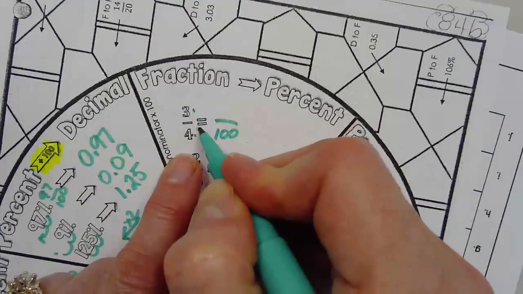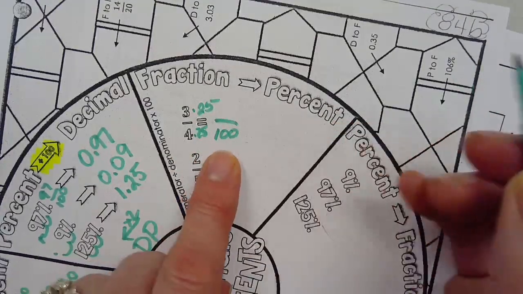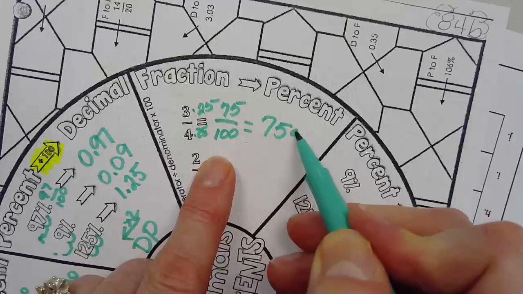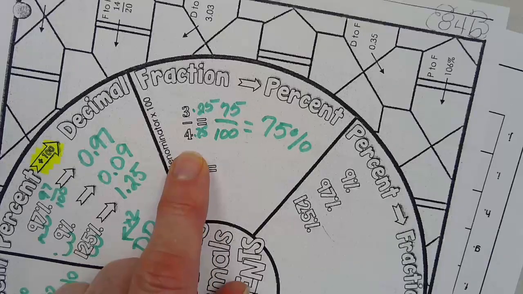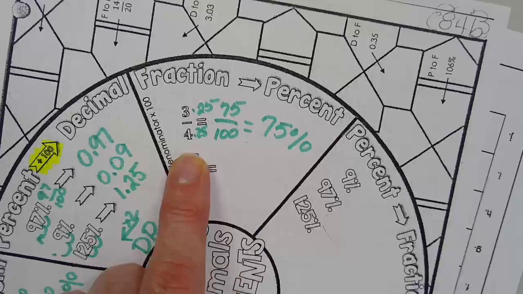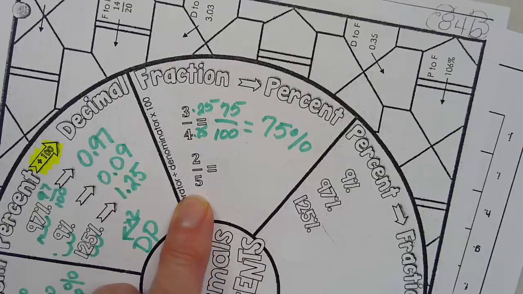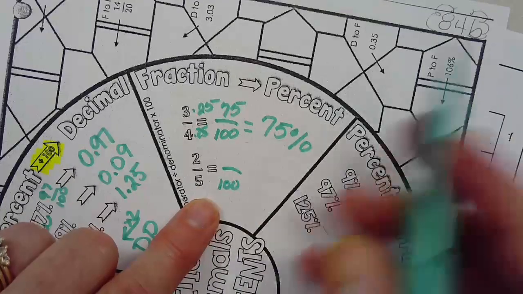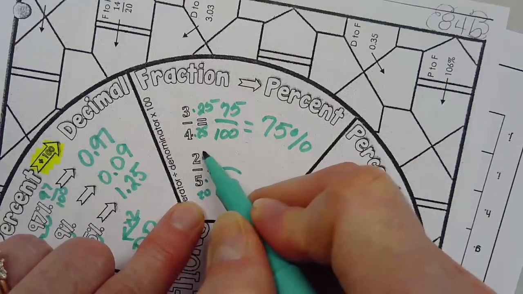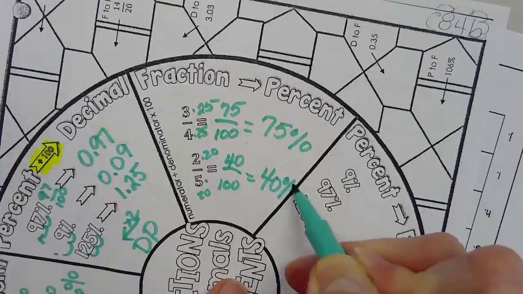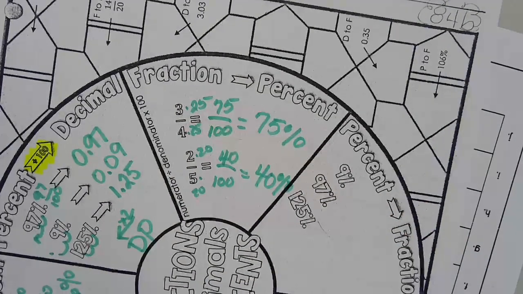So if I multiply both by 25, top number is going to be? 75. And that's going to equal what percent? 75%. If I had a number on the bottom I could not change to 100, then I would have to change it to a decimal and then move the decimal. And we do have some of those coming up. If I have 2/5, can I make that equal to 100? Yes. Times? 20. So then 2 times 20 is? 40. And that's going to equal? 40%. So change fractions to numbers that have 100 for the denominator if possible.